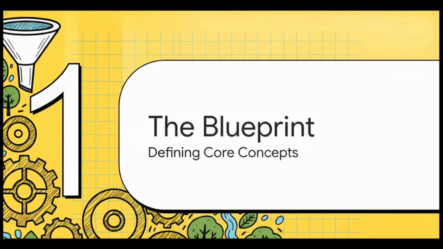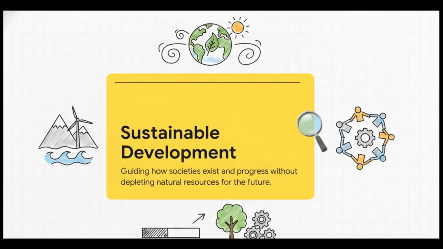Section 1, the sustainability blueprint, defining the core concepts. Let's start at the very top of our funnel with the most foundational layer. When the source material talks about sustainability and sustainable development, it's really laying down the ultimate ground rule for human existence. It's all about how our societies can exist and, this is key, progress without depleting the natural resources required for the future.